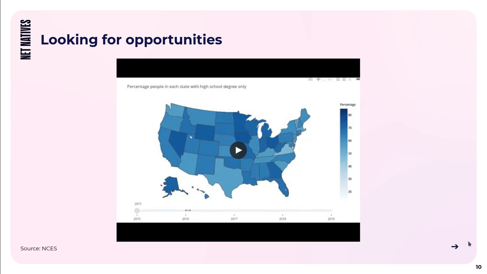Now, when it comes to looking for opportunities, what I've done here is take two data sets and manipulate them in order to show the percentage of people within each state that only have a high school degree. So the darker the colour shows the more people with high school degrees only, the lighter the colour shows more people with a high school degree or higher, or no high school degree at all, depending upon each state. If I just play this through, we can see that as it evolves over time, the evolution is fairly random for each state, and there's not a particular pattern that makes this a consistent trend across the country.